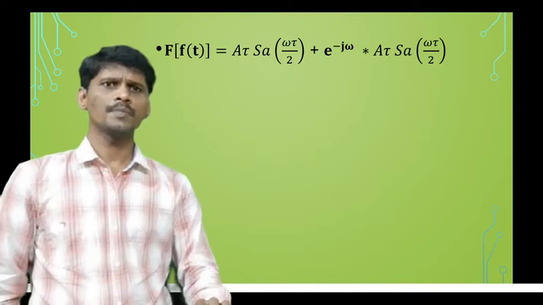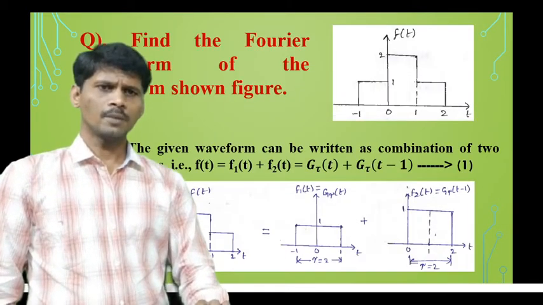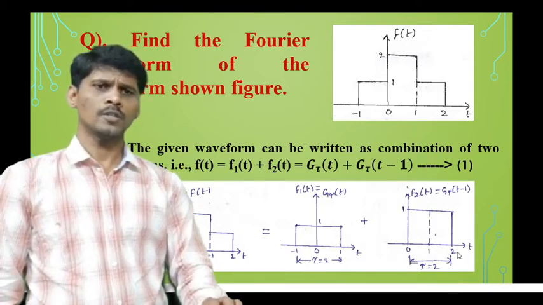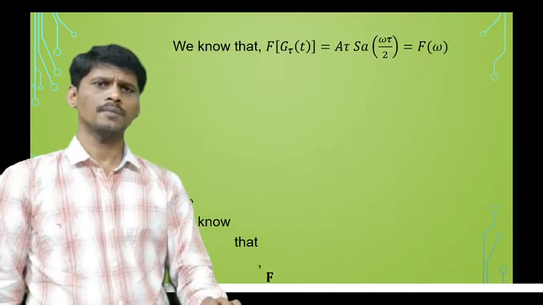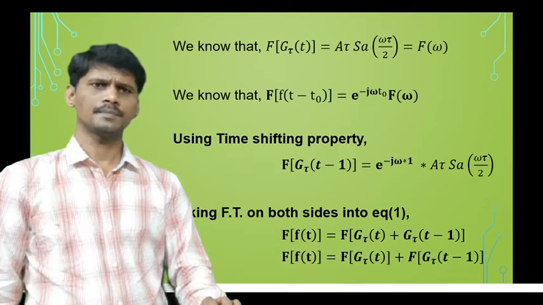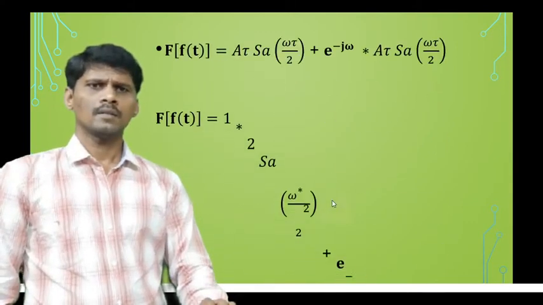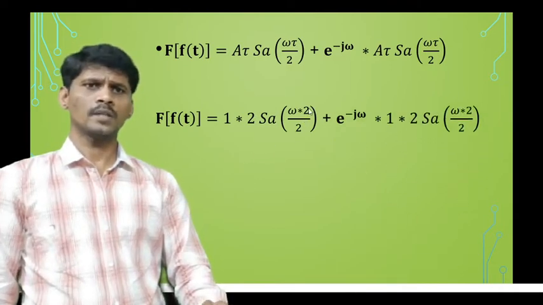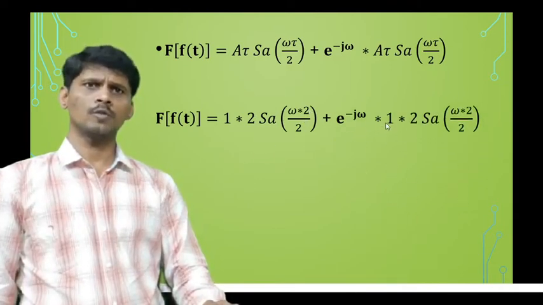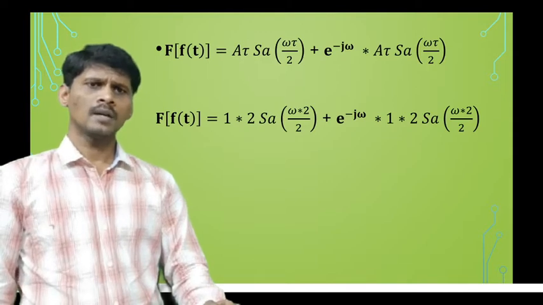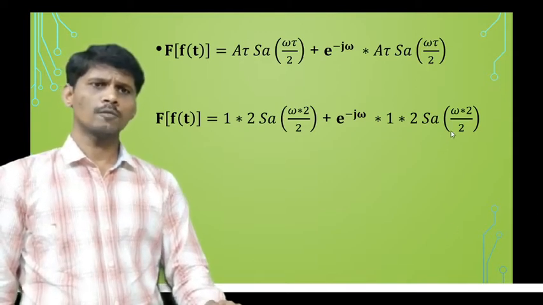In the first waveform, what is the time period? The time period tau is equal to 2. And in the second waveform, what is the time period tau? It is equal to 2. So therefore, 1 into 2 of omega 2 by 2 plus e power minus j omega into amplitude A is 1, amplitude A is 1, and tau is 2 of omega 2 by 2.